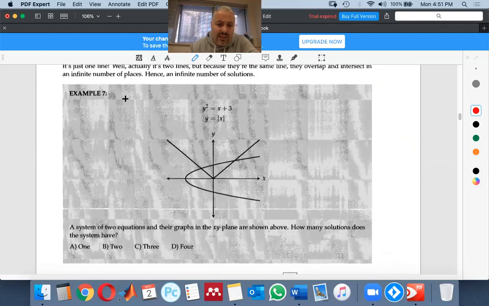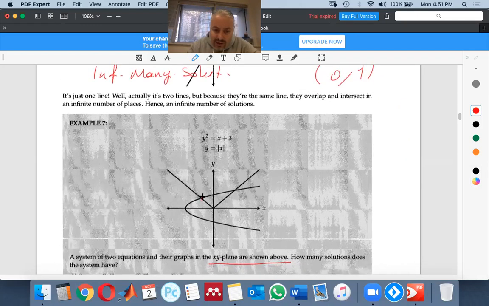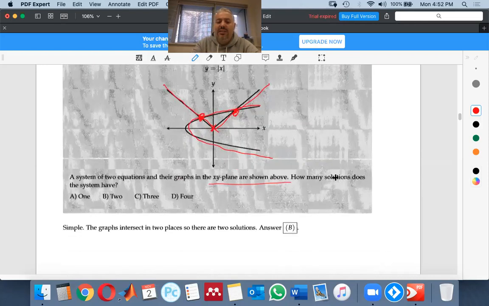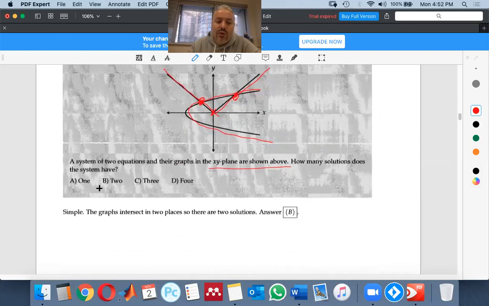Now, what about this? A system of two equations and their graphs in the xy plane are given. How many solutions does the system have? Solution of the system, what does it mean? Solution means intersection points. Can I count this as a solution? No. Solution means where the two graphs have something in common. So the answer is intersection points, right? So the answer is 2.